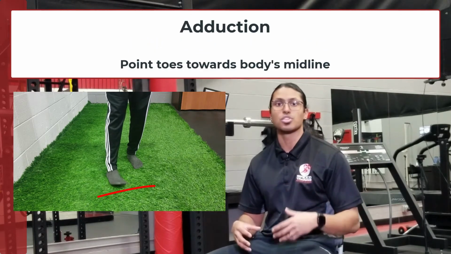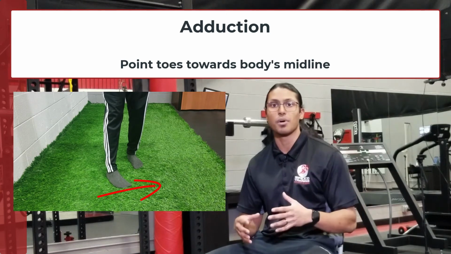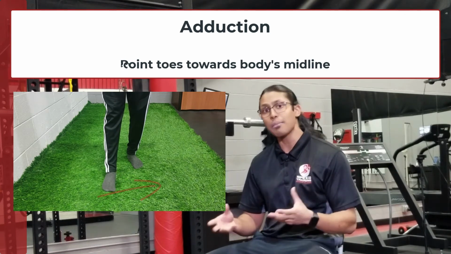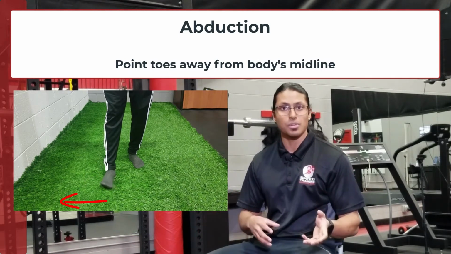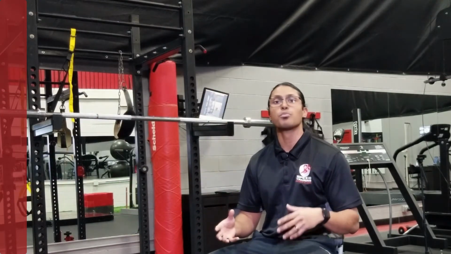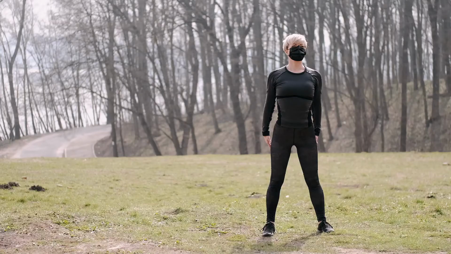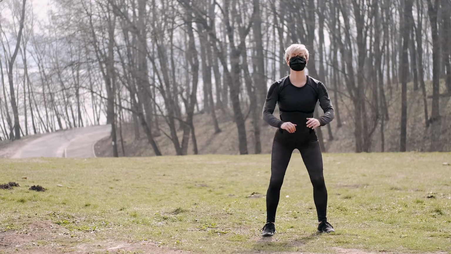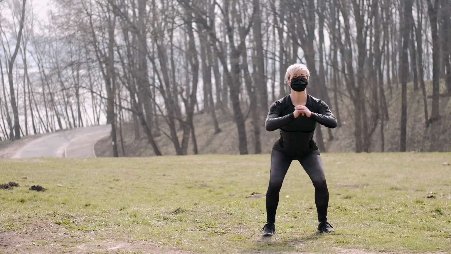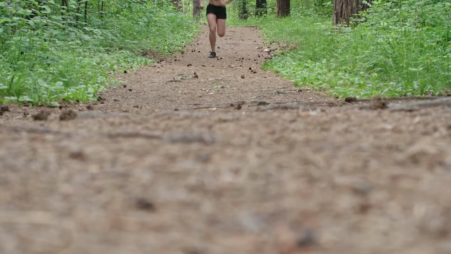Adduction occurs when the toe is pointed towards the midline of the body, and the opposing movement, abduction, occurs when the toes are pointed outwards away from the midline. Adduction and abduction are movements that are seen in everyday life and in sport. They're seen when the toes are pointed outwards during squats, and also when the toes are either pointed inward or outward during walking or running.